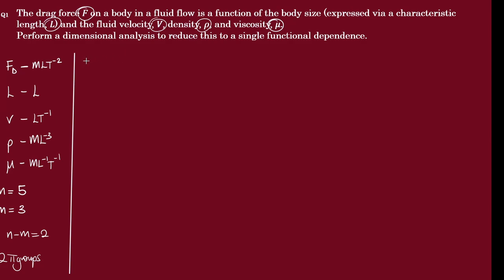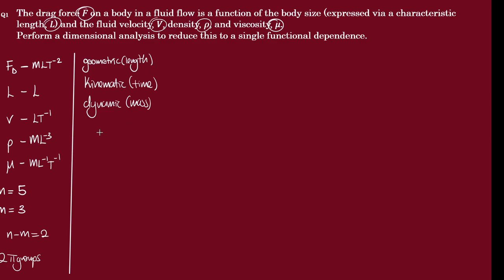We said we had 3 types. We had the geometric, for length. We had the kinematic, for time. And we had the dynamic, for mass or force. So how do we do this?